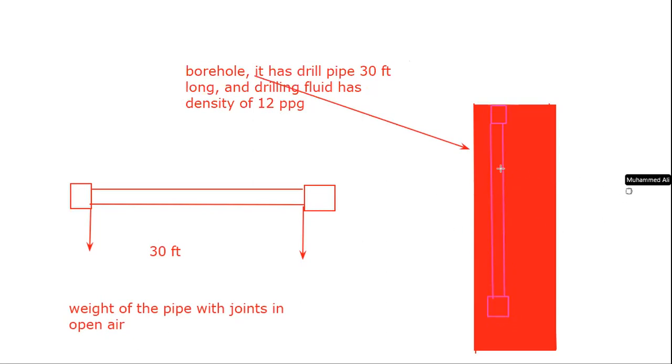Okay, now we have to find out what is the weight here. What is the weight at this point inside the pipe? Weight of drill pipe inside the borehole. Now my question to all of you, will it be the same or different? If different, why? If same, why? Anyone has any answer?